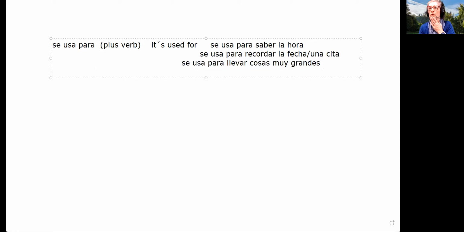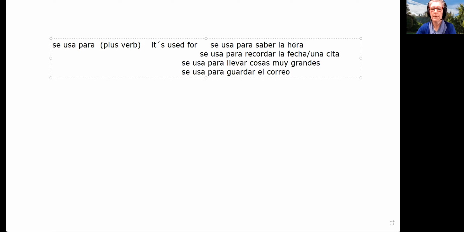Can I just ask, what's the word cosa mean? Cosa, thing. Very generic word, thing. See? If I were describing el buzón, a mailbox, I would say se usa para guardar el correo. You use it to keep your mail in, a mailbox.